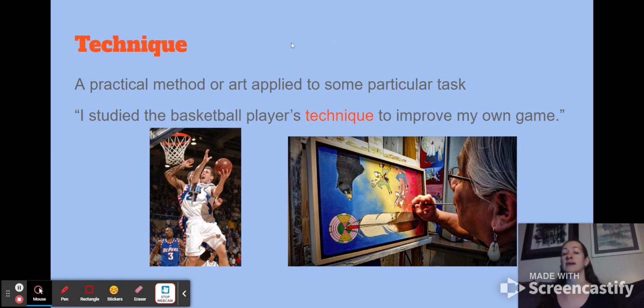And finally, technique. Technique is a practical method or art applied to some particular task. So who are my athletes in here? Right, so you study other players. For my example sentences, I studied the basketball player's technique to improve my own game. And I've also have a picture here of an artist applying her particular technique, her particular method or skill to the piece that she's working on.